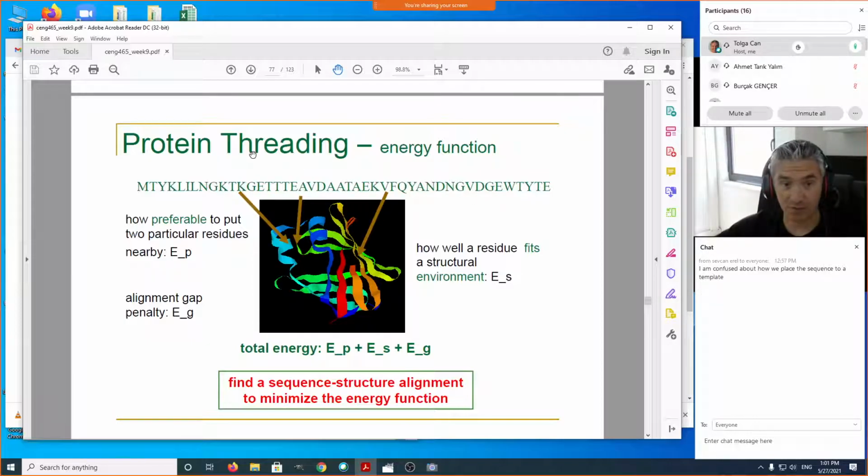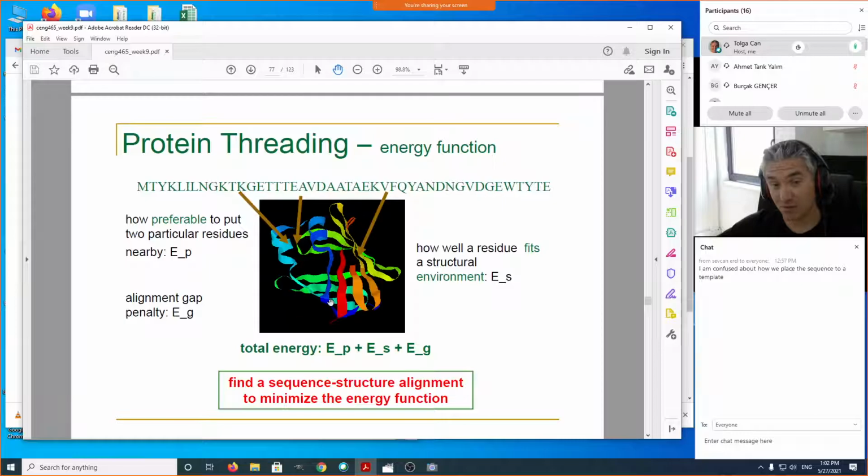And by the way, protein threading itself is an NP-complete problem. It's difficult. It's not as simple as pairwise sequence alignment. Just think about combinatorially assigning each of these amino acids to all possible positions here. Although you need to maintain the sequence order, there are still millions of different ways you can make these amino acid position matchings. And this is what we try to establish here. We match each of these amino acids to a position in this template structure.